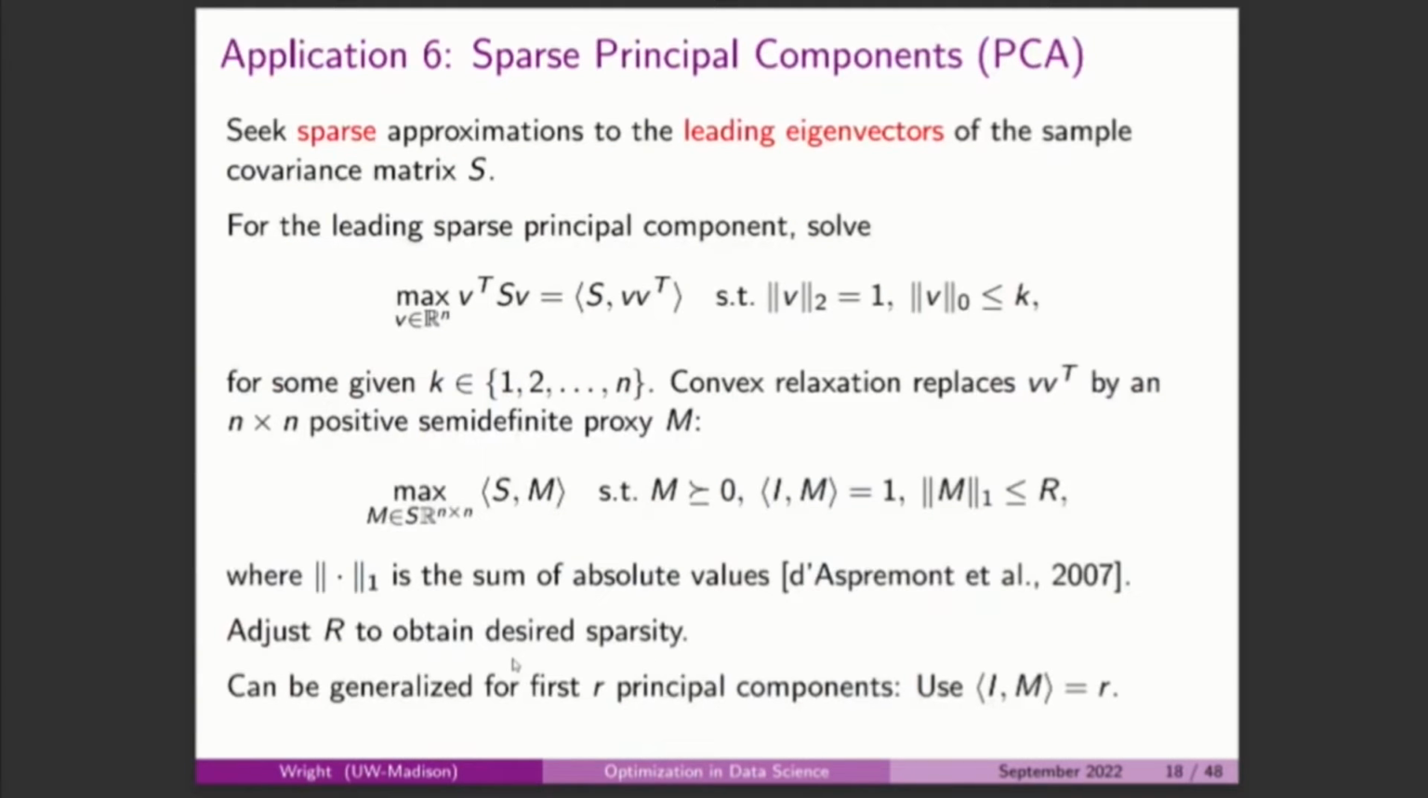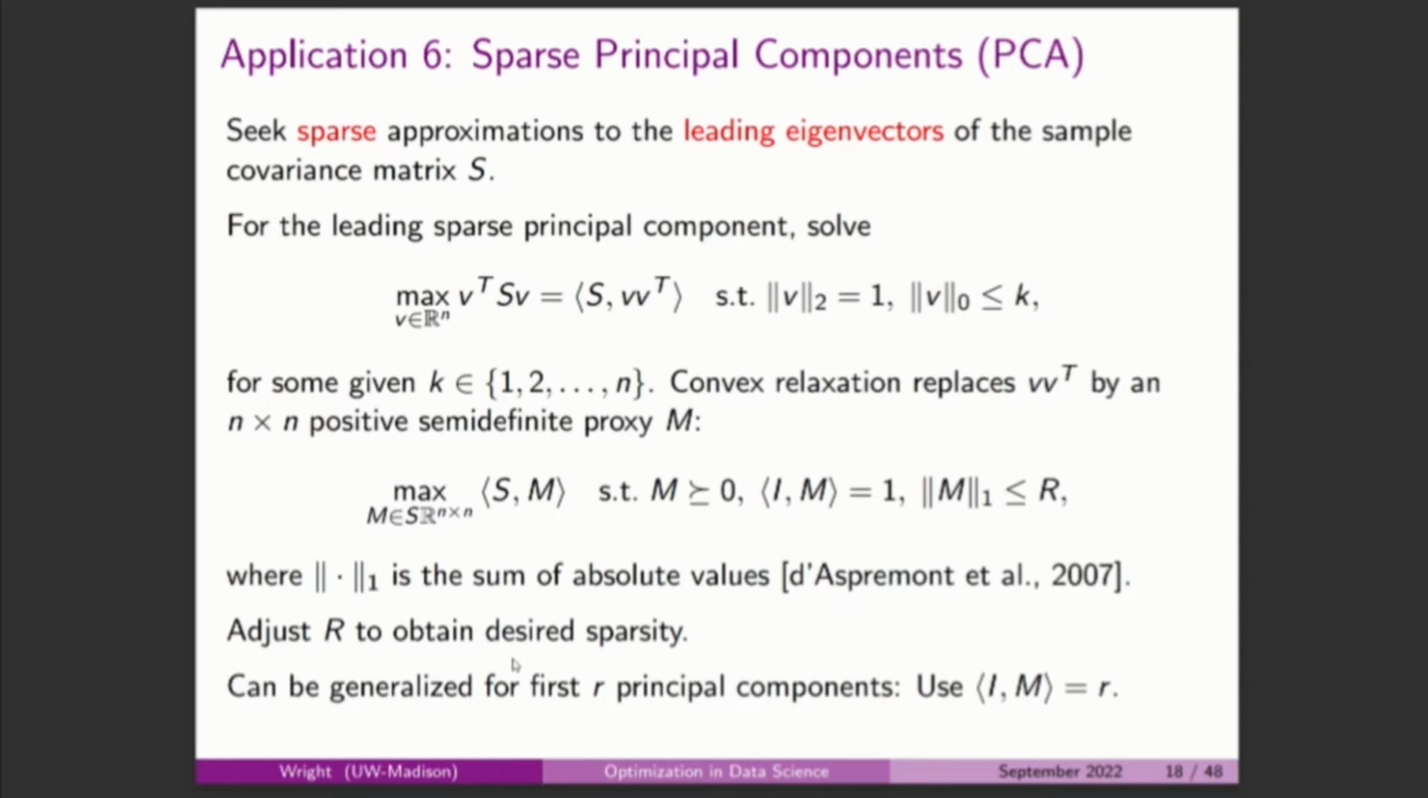Okay, sparse PCA, another very, very popular paradigm. This has been around since the paper of d'Aspremont, El Ghaoui, Jordan, and a couple of other people in 2007, which won a Best Paper Prize at the SIAM optimization meeting back then. Their goal was to take the sample covariance S and to find a sparse approximation to its leading eigenvector, the eigenvector corresponding to the biggest eigenvalue.